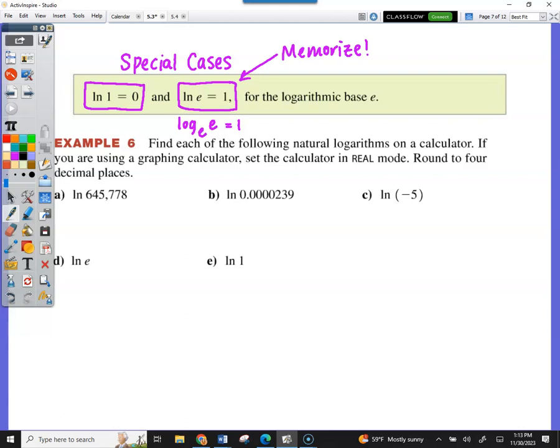Is there anyone that's going to be leaving early from my class because of work? 2:05 is when my class ends. Okay.